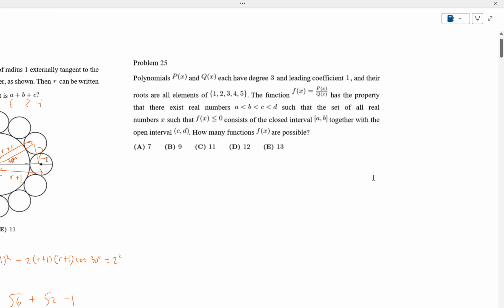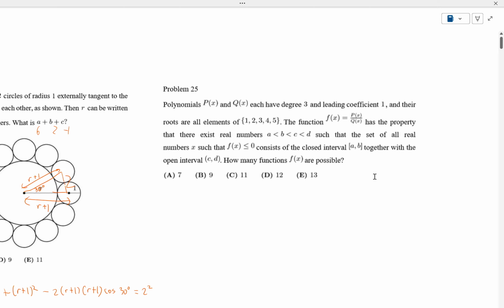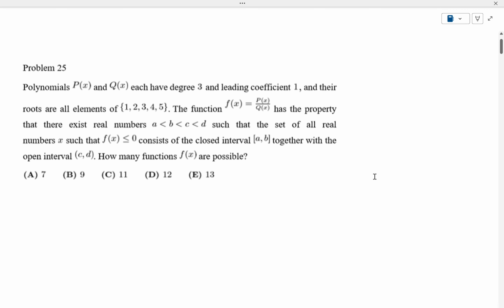So we have these two functions, right? And they need to switch signs at A, B, C, and D. So notice a rational function will switch signs at k if k is a root of p of x, or k is a root of q of x, and k is not a double root. All right.